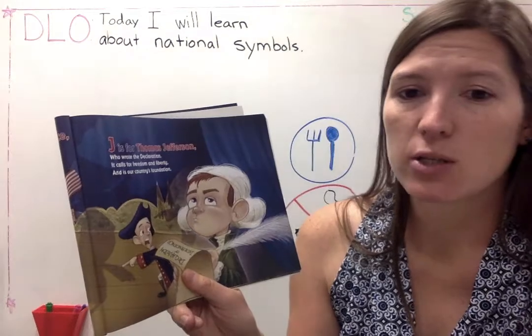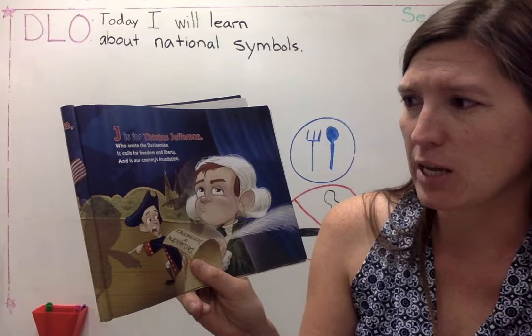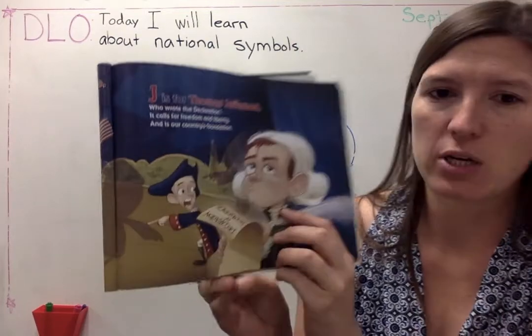J is for Thomas Jefferson. He wrote the Declaration. It calls for freedom and liberty and is our country's foundation.